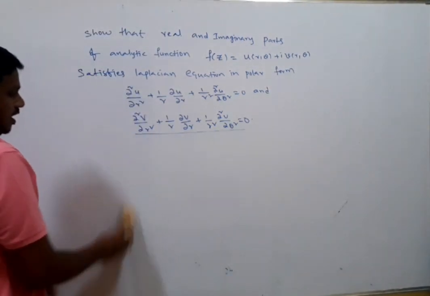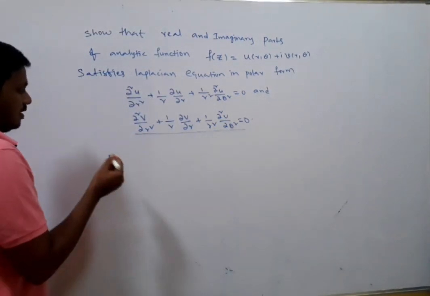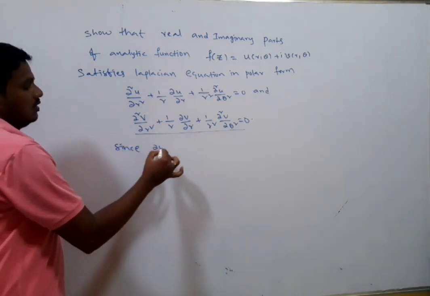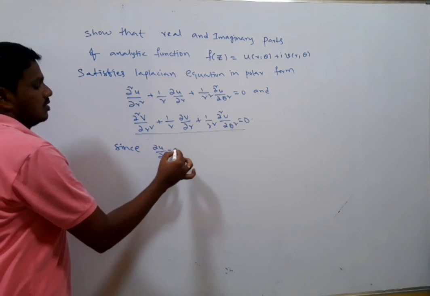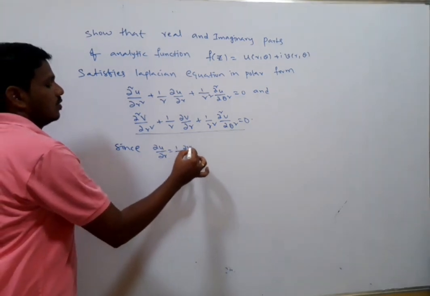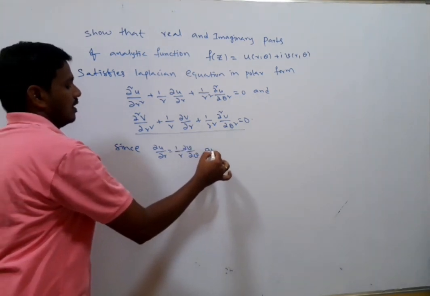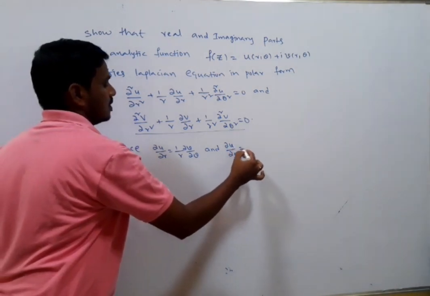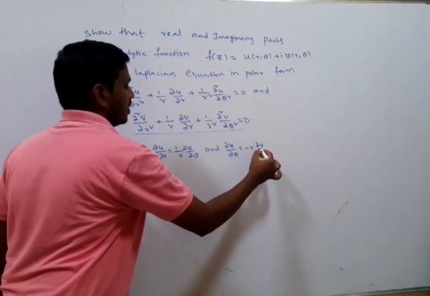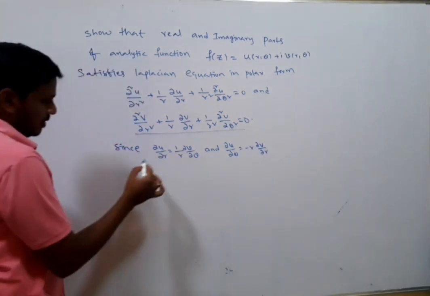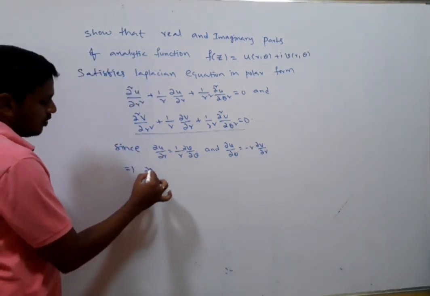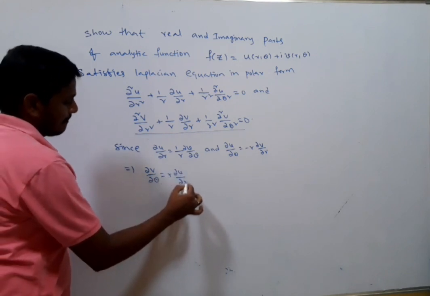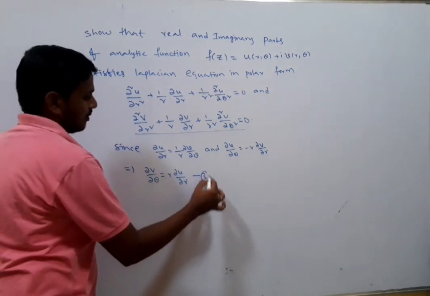Now I am going to concentrate on u. Since the first order partial derivatives satisfy the CR equations, ∂u/∂r is equal to (1/r) ∂v/∂θ, and ∂u/∂θ is equal to minus r ∂v/∂r. From this, ∂v/∂θ is equal to r ∂u/∂r. Say this is equation number 3.